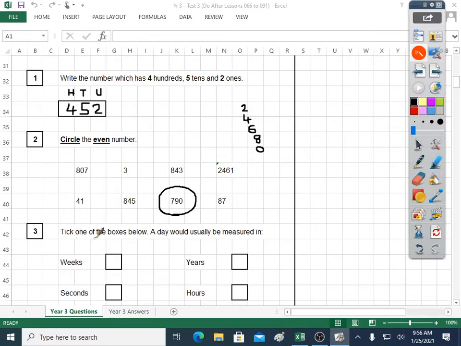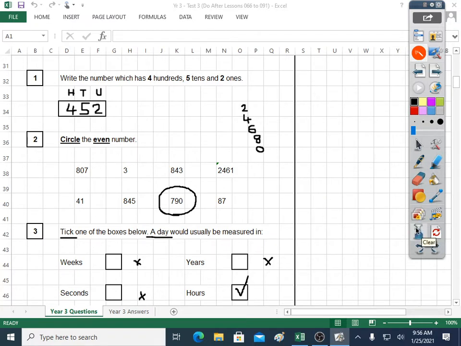Question 3. Tick one of the boxes below. A day would usually be measured in weeks. No. Seconds? Not really, not usually. Years? No. A day would be measured in hours, wouldn't it? So I tick that box because it says tick. Doesn't matter if you make these little crosses outside of the answer box, that's totally fine. That's just my workings. Okay? Let's move on to question 4.